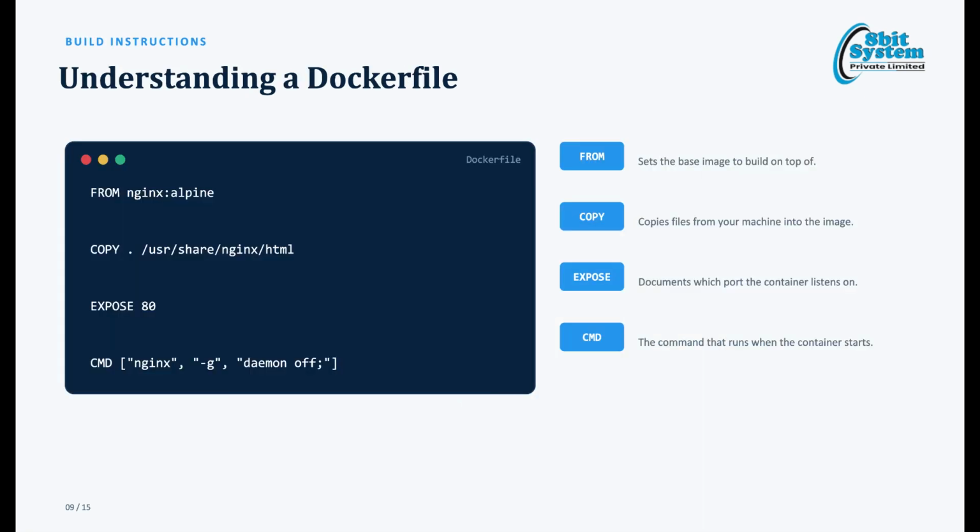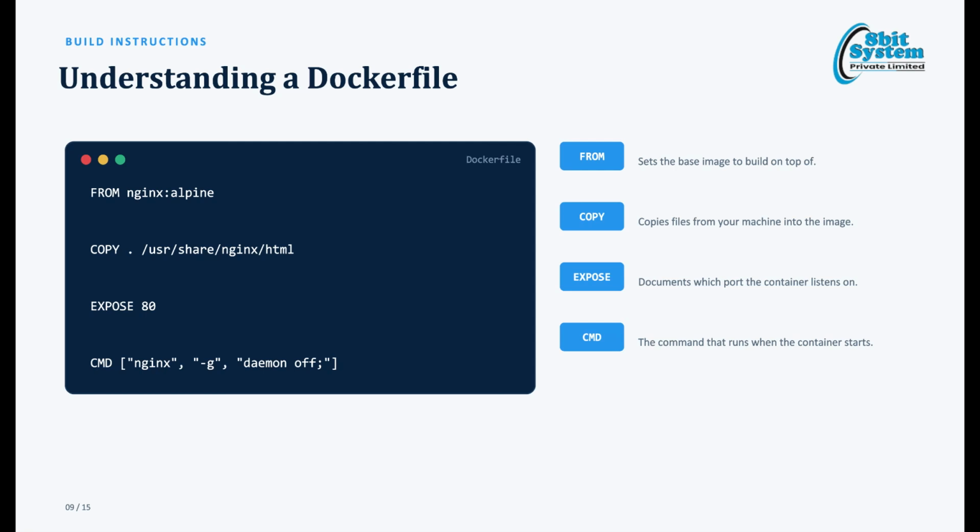Now, understanding Dockerfiles. A Dockerfile is a simple text file with instructions for building an image. Let's break it down with a quick example. FROM tells Docker which base image to start from. Here we are using a simple Nginx web server.